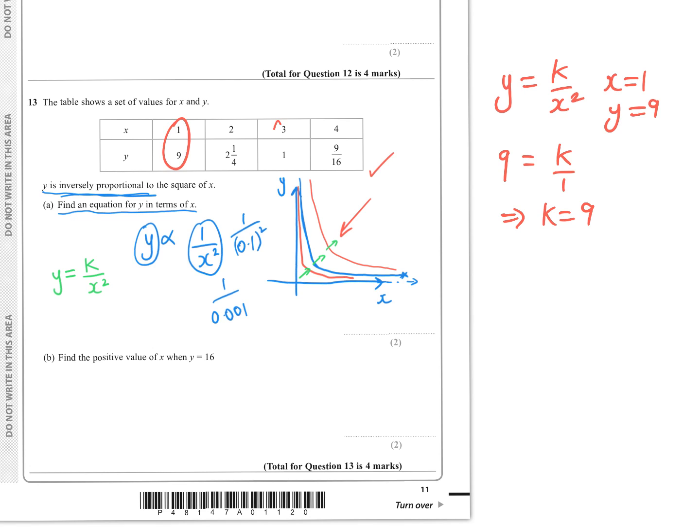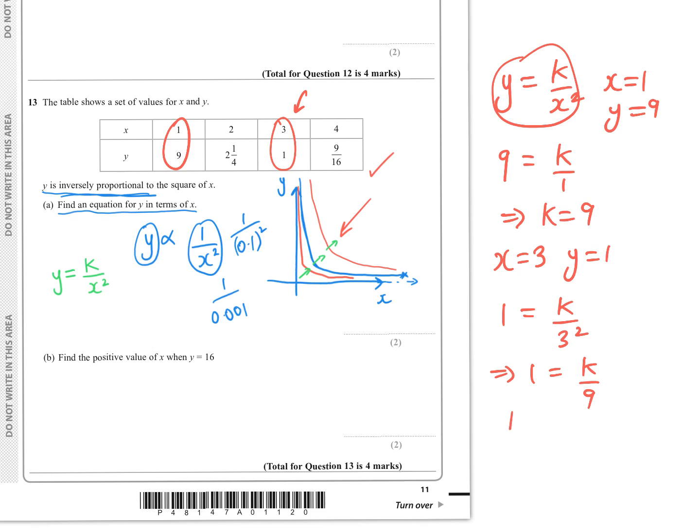Now, it doesn't matter which ones we chose, we'd still get the same answer. So if you don't believe me, we'll try this one. So let's say when x is 3 and y is 1. Well, if we put it into the same equation here, we'd have 1 equals k over 3 squared. So 1 would be k divided by 9, so k would be 9. But the idea is to probably steer clear of these ones here and maybe use the nice integer values.